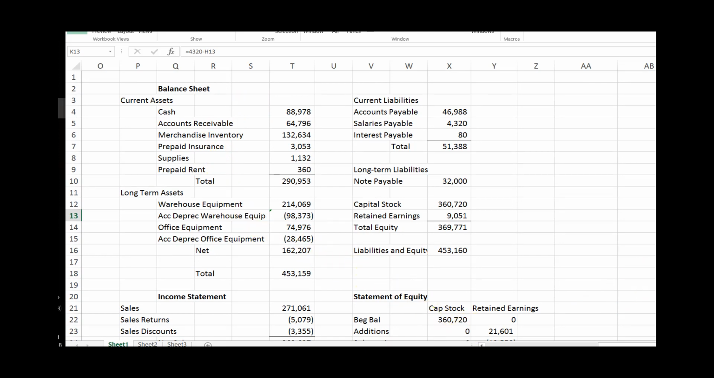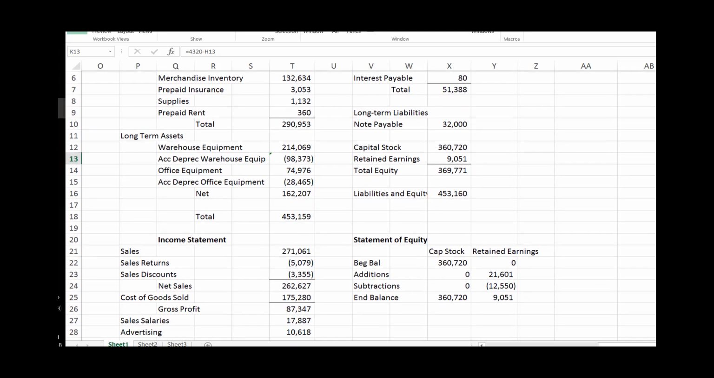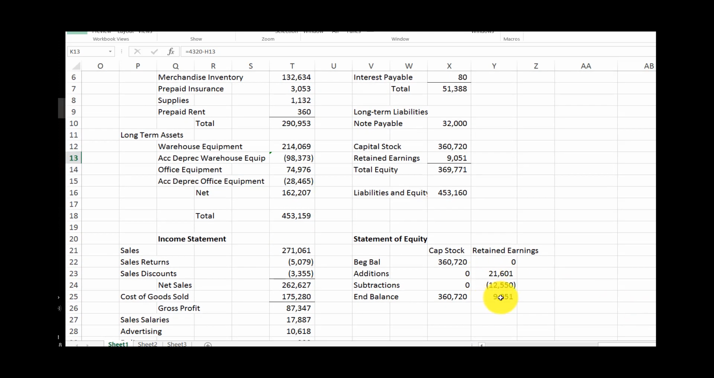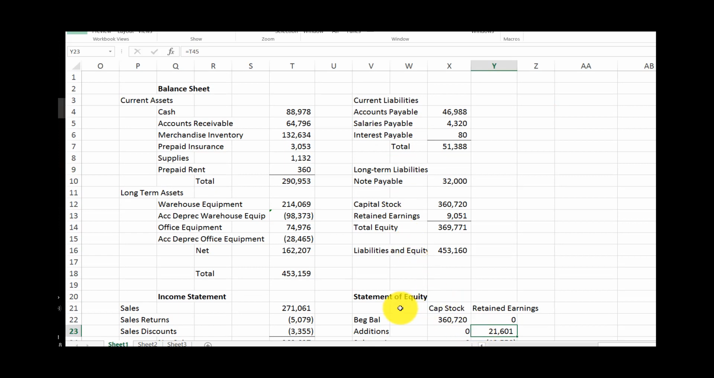Okay. That, of course, should balance. It's actually off by $1 because of rounding in Excel. But notice this number from retained earnings goes here. Capital stock goes here. So this is related here. This came from our income statement. Remember that how that net income goes to retained earnings. So you can't do your balance sheet complete until you've got your statement of equity.